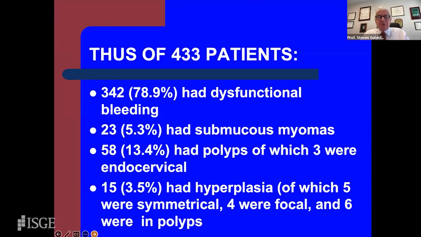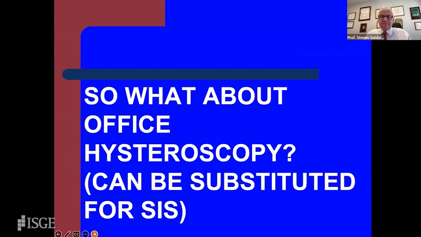So of our 433 patients, almost 79% had dysfunctional anovulatory bleeding, no structural abnormality. Only 5.3% had submucous myomas, although approximately a third of these women had any fibroid changes on ultrasound. About 13% had polyps, and about 3.5% had hyperplasias, of which 5 were symmetrically thick, 4 were focally thick, and 6 were in polyps. So what about office hysteroscopy?